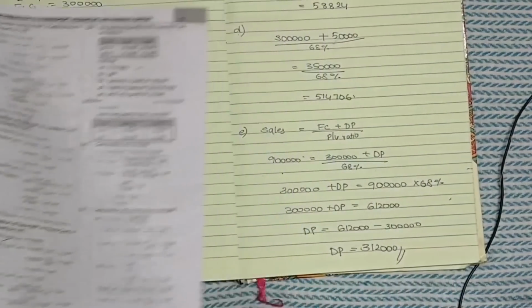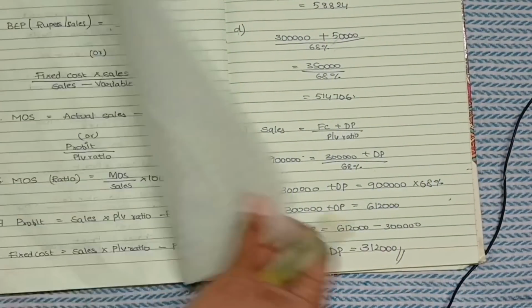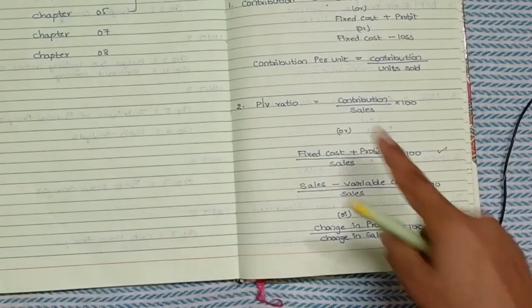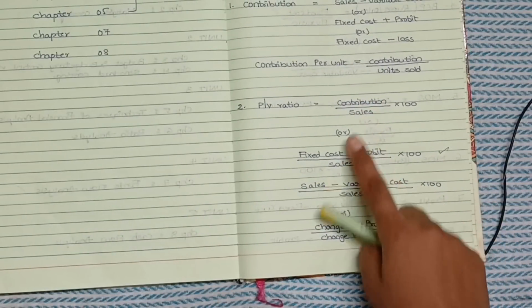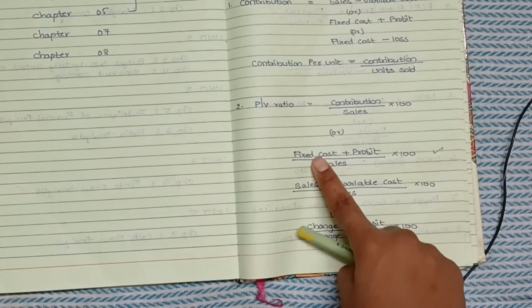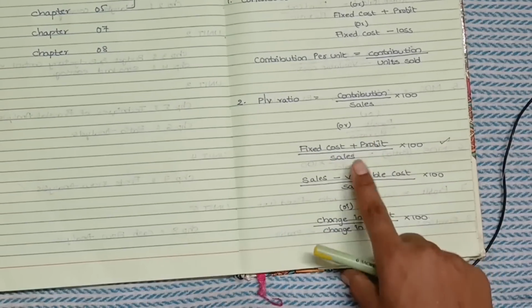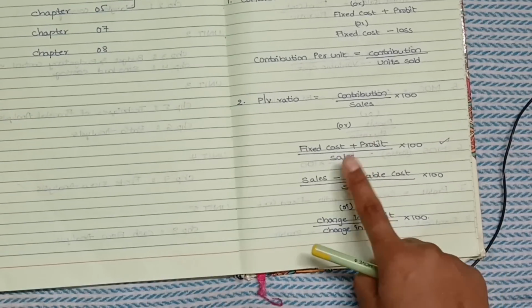In our formulas, whatever I have said for the PV ratio, this we can't use because contribution we are not having, only sales is there. Here profit is not there, fixed cost is not there, so we cannot use it. Variable cost is also not there, we can't use this.